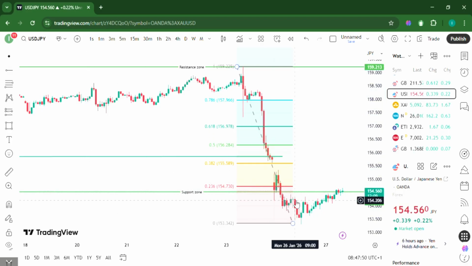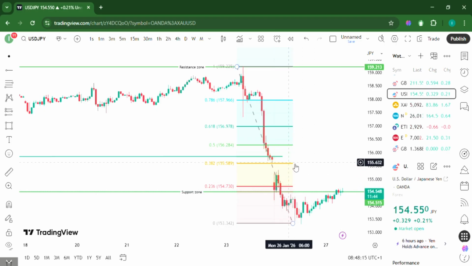Now looking at this pullback, if you don't know how to use this Fibonacci retracement, I will leave a link to a video that I made that explains how this Fibonacci retracement works. You go and watch it so that you gain more knowledge.